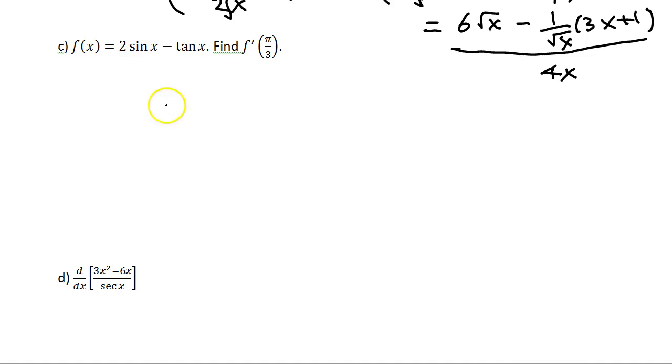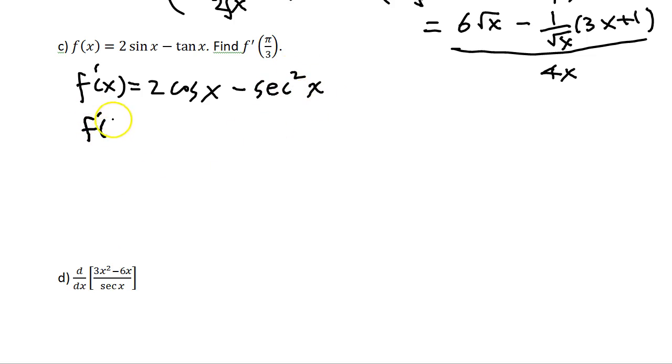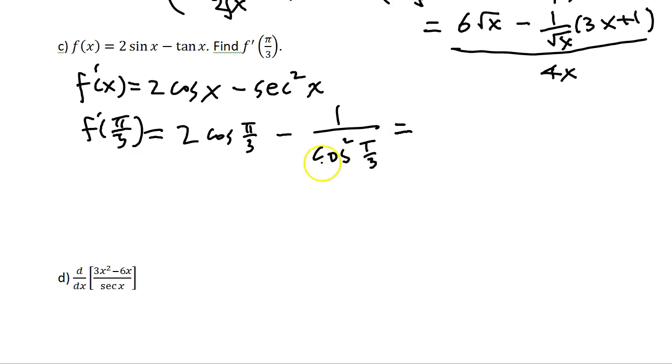This time I'm asked to find the derivative and evaluate at pi over 3. So let's try that. f prime of x is 2 cosine of x. Tangent differentiates to secant squared. And therefore f prime of pi over 3 is 2 times cosine pi over 3, minus secant is 1 over cosine, so it's 1 over cosine squared pi over 3. Okay, what's cosine pi over 3? It's 1/2.